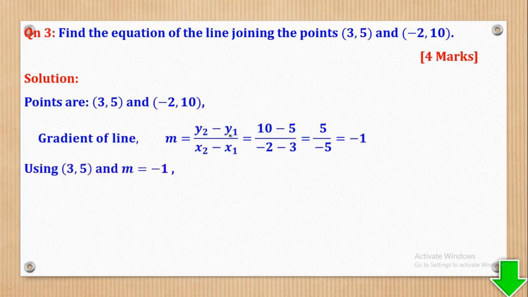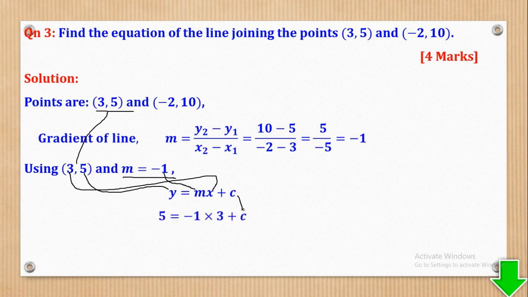So now that I've got the gradient, I can use it with any one of the 2 points. Let me choose this one, and I'll use the general equation of a line. The general equation of a line is y equal to mx plus c, where m is the gradient and c is the y-intercept. Because I don't know the y-intercept yet, I'll first substitute for the y-coordinate and x-coordinate. This y-coordinate I'll put here, this x-coordinate here, and this m here. When I do that, I'll remain with only one unknown, and that will be c. So when I make c the subject, I'll come up with c equal to 8.